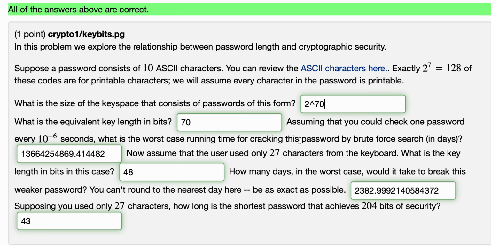that might be acceptable. Assuming that you could check one password every millionth of a second, what is the worst case running time for cracking this password by brute force search in days? And so here's the answer. So how do you get this?